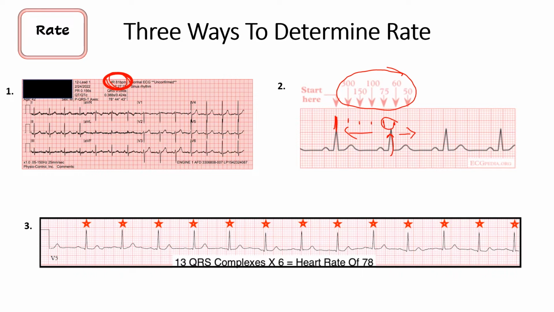Another way to do it, and this one involves math, so I'll be honest, I do this one a little less frequently, but for those of you that do like numbers, we know that our strip is a 10-second strip. There's 60 seconds in a minute, and so we count our QRSs: 1, 2, 3, 4, 5, 6, 7, 8, 9, 10, 11, 12, 13, times 6, which again is math. I would probably have to pull out my calculator for this, I'm ashamed to admit, but that gives you an accurate heart rate of 78. So those are 3 ways to calculate rate. I tend to like to look at the computer, confirm with my eyes really quickly, and then you have your rate.